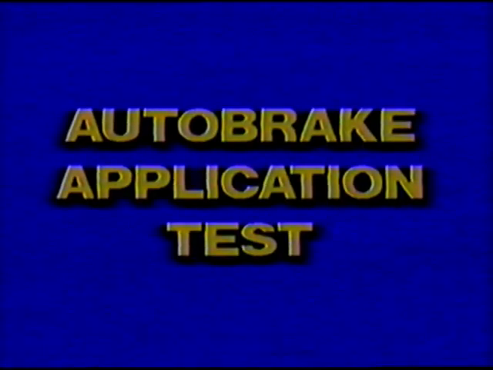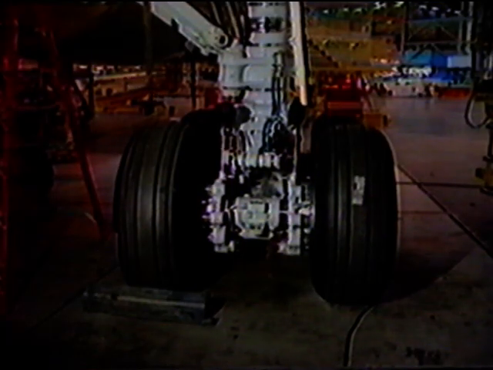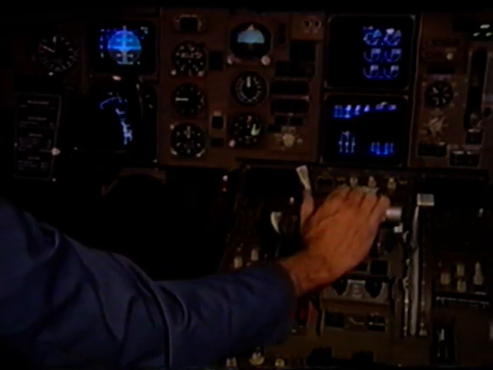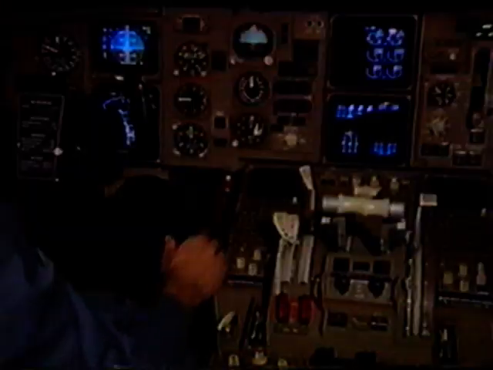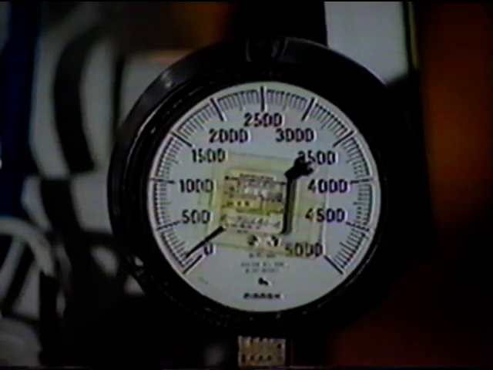The Autobrake application test provides a check of the Autobrake module function. This test causes the module to apply and release brake pressure. To perform the test, ensure that the wheels are chocked, the brakes are released, both thrust levers are at idle, the IRUs are aligned, spoilers are stowed, a pressure gauge is installed on one brake on each side of the airplane, and that the right hydraulic system is pressurized.